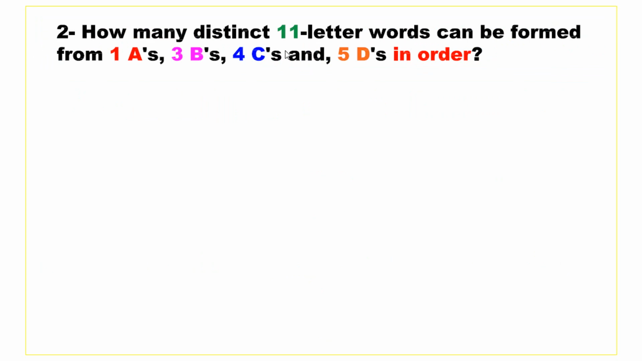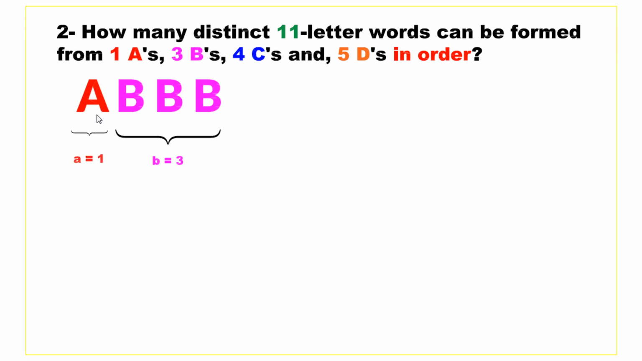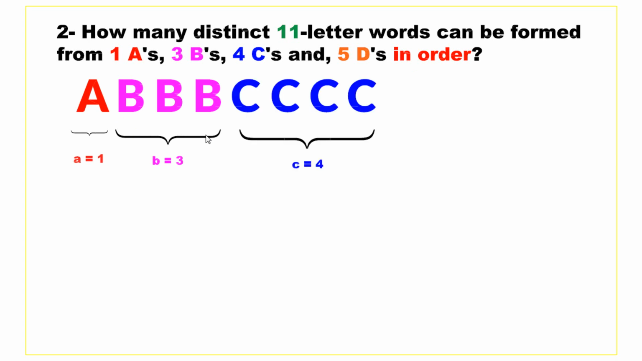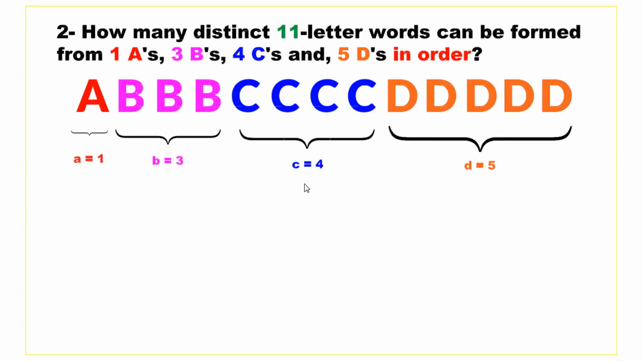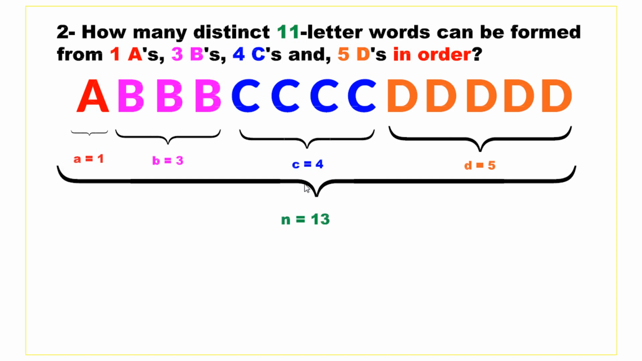We have second question here. How many distinct 11-letter words can be formed from these letters? 1 A, 3 B's, 4 C's, and 5 D's in order. So we have 1 A, 3 B's, 4 C's, and 5 D's. And the total number of these letters is n equal to 13. So we want to compose 11-letter words. So this word is n minus 2 out of this n-letter word.